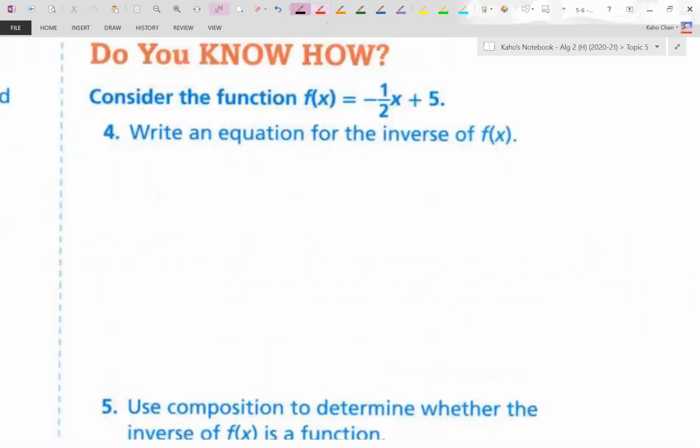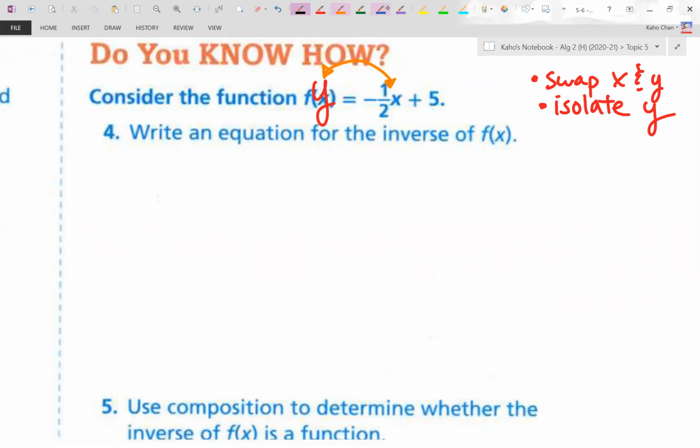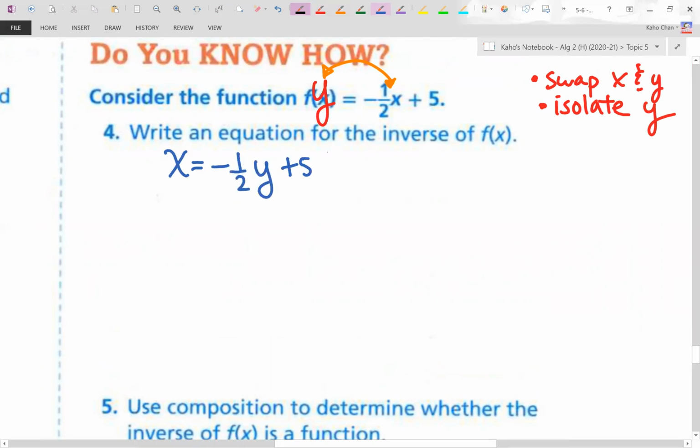So don't forget, the 2 steps are swap x and y, and then isolate y. Let's do that. So we now have x equals negative 1/2 y plus 5. Let's isolate y next and move everything away from it. Let's subtract 5 from both sides.